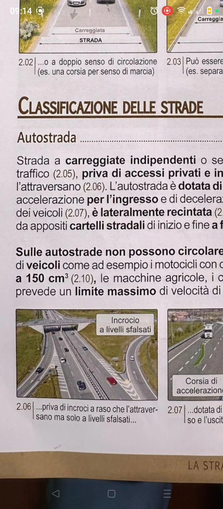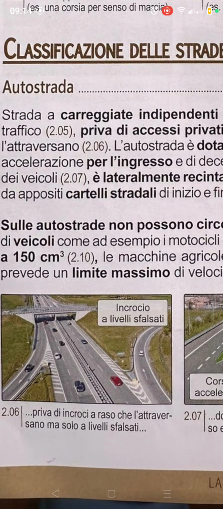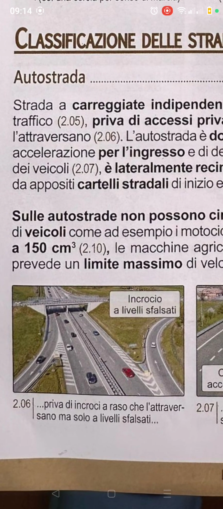So, incroci a livelli sfalsati. Let's take this first picture. Incroci a livelli sfalsati means this highway has junctions of different levels. When you hear the words incroci a livelli sfalsati, it means junctions of different levels. They don't have junctions of low level, no. They don't have incroci a raso, which are junctions at the same low level. They always have incroci a livelli sfalsati, junctions of different levels.